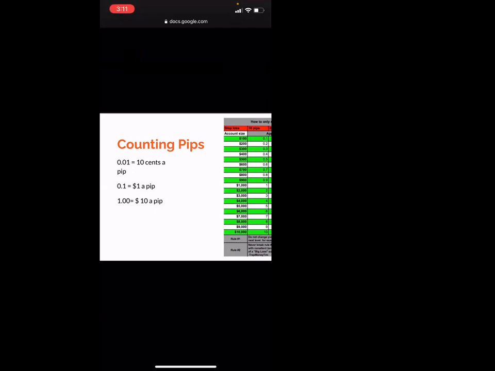Now, the next lot size is going to be a mini lot size, which is $1 per pip. That just means that you're gaining or losing $1 for every pip that the market moves. And then you have a standard lot size, which is $10 a pip. Same thing, you're gaining or losing $10 for every pip that the market moves.